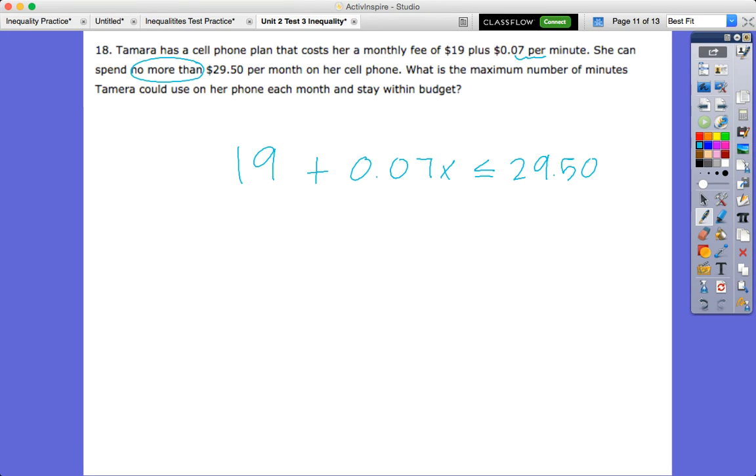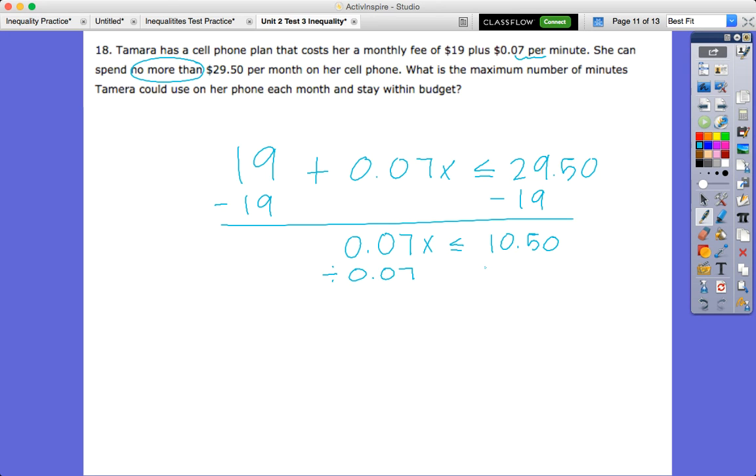All right, so what is the maximum number of minutes Tamara could use on her phone each month and stay within budget? The first thing we're going to do is subtract 19 from both sides. And we get 0.07x is less than or equal to 10.50. Now I'm going to divide both sides by 0.07. X is less than or equal to 150. So she can talk less than or equal to 150 minutes.